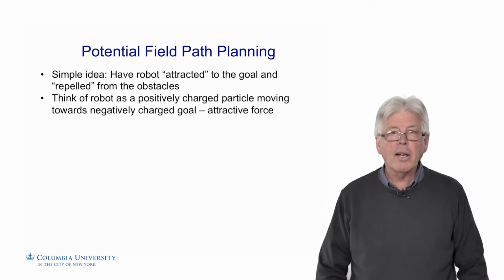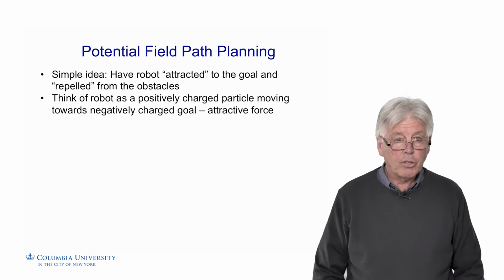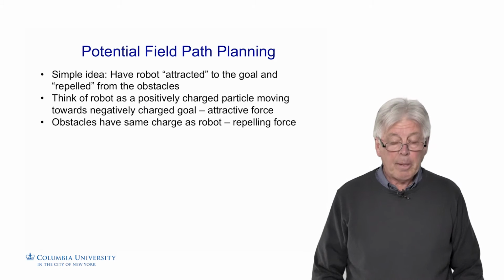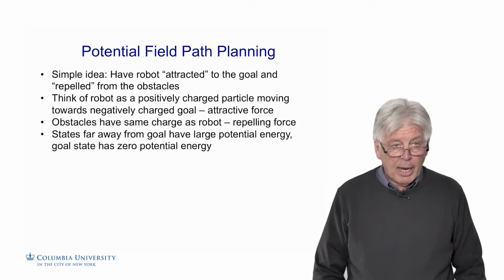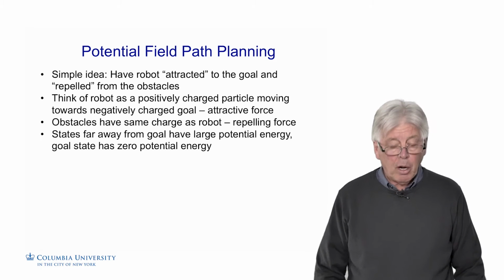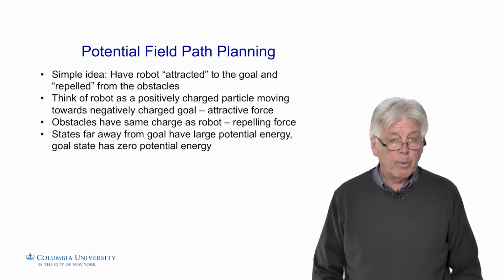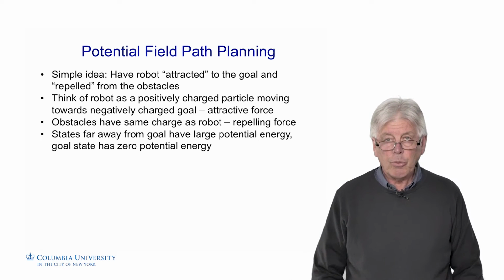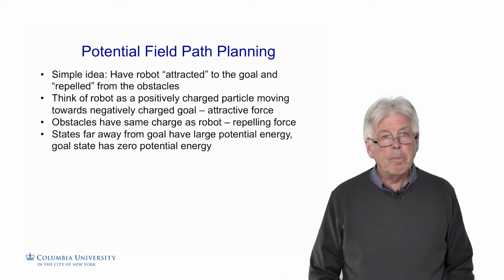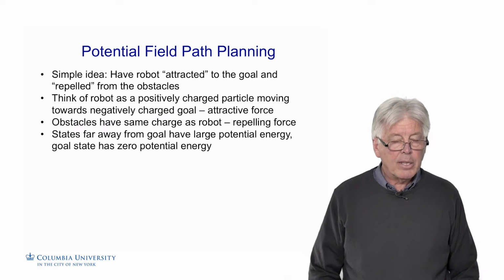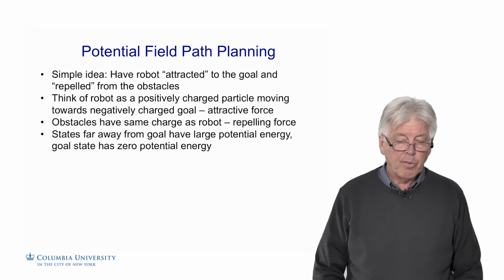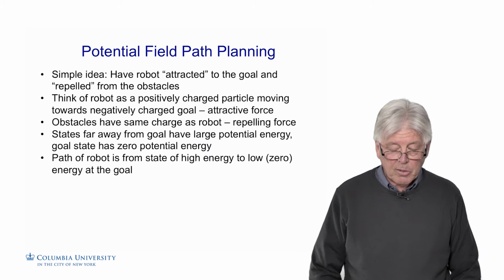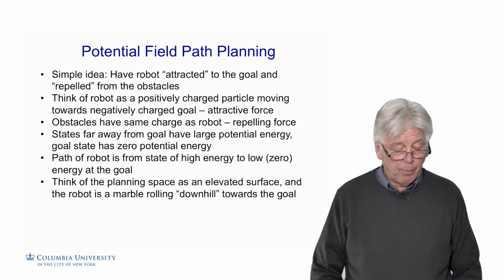You can think of the robot as a positively charged particle moving towards a negatively charged goal, which is the attractive force. And the obstacles have the same charge as the robot, which is a repelling force. What we want is states which are far away from the goal to have large potential energies, what we call potential fields. The goal state has zero potential energy once you reach that. So you're trying to do energy minimization as you go through this space, and you start from a high energy position far away from the goal, and try to reach a low energy position near the goal. So the path of the robot goes from a state of high energy to low or zero energy at the goal.